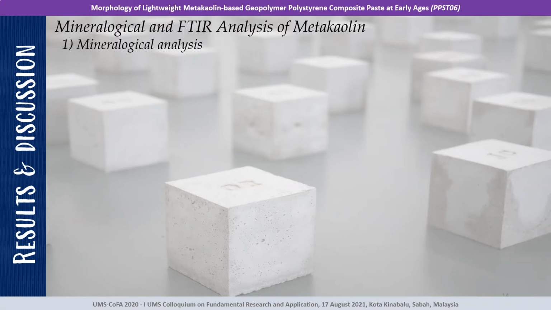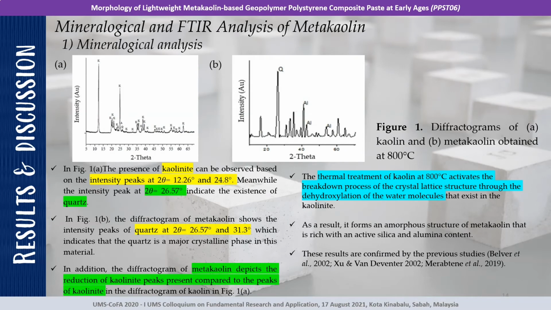First, we go to the mineralogical analysis. Figure 1 shows the diffractogram of A, kaolin, and B, metakaolin obtained at 800 degrees Celsius. Based on the diffractogram in Figure 1a, the presence of kaolinite can be observed based on the intensity peaks at 2 theta, which are at 12.26 and 24.8. Meanwhile, the intensity peak at 2 theta 26.57 indicates the existence of quartz.